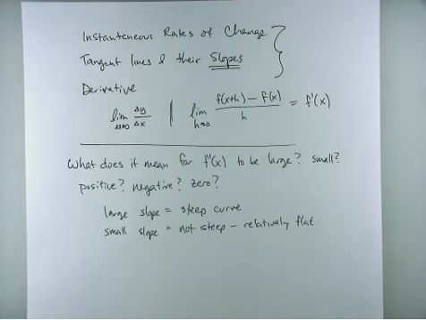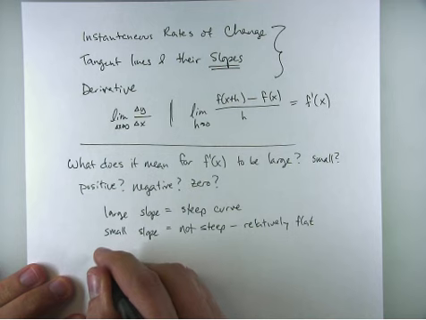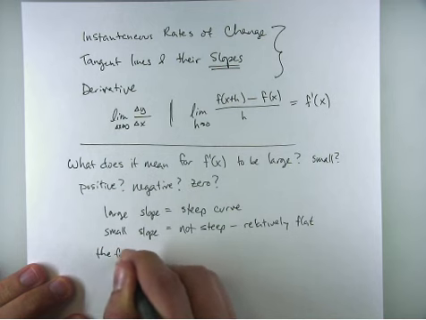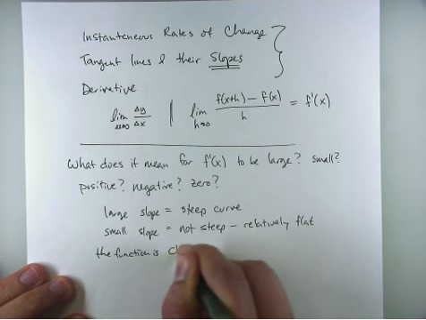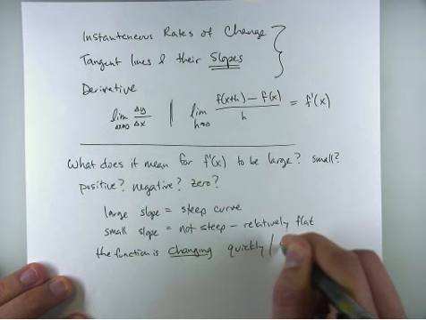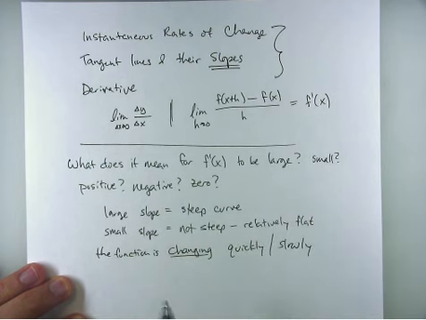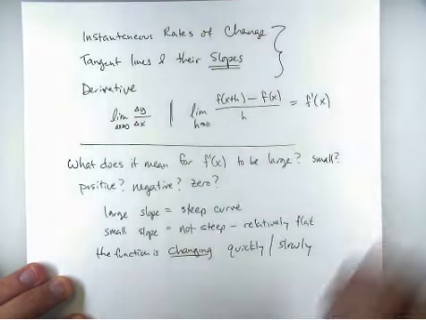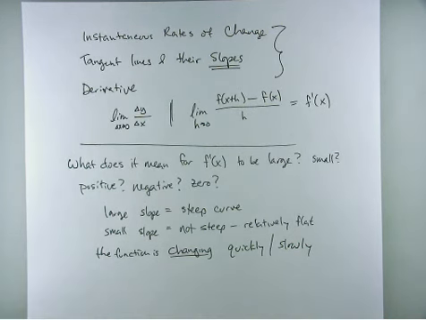Okay, so the derivative is all about how a function is changing, right? These are rates of change. Calculus in general is all about change, right? So if the slope is large, then the function is changing quickly, and if the slope is small, then the function is changing slowly.